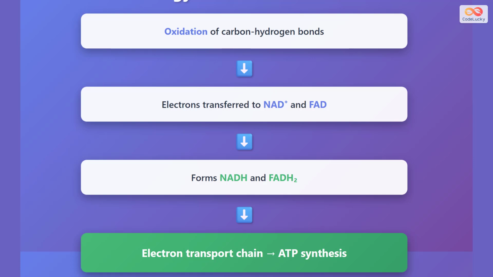The energy release mechanism in catabolism follows a specific sequence. It begins with the oxidation of carbon-hydrogen bonds in nutrients. During oxidation, electrons are transferred to carrier molecules called NAD+ and FAD. This creates the reduced forms NADH and FADH2. These electron carriers then deliver their electrons to the electron transport chain, where the energy is ultimately used to synthesize ATP, the universal energy currency of cells.